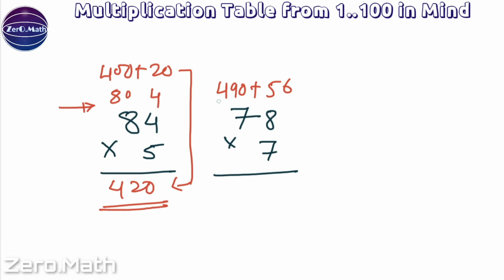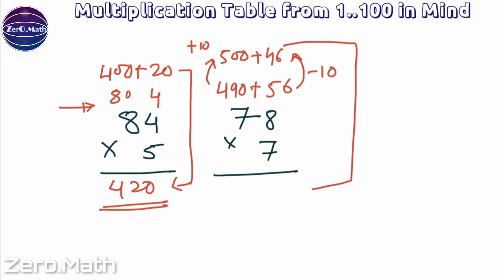However, don't worry. In such case, you will find out the nearest number with which you can easily perform the addition. So 490, if you add 10 to it, it will become 500. I'll add 10 here. Since I add 10 here, I'll subtract 10 from 56. So it will be 46. Now you can see adding 46 to 500 is easy. So 46 plus 500 is 546, which is the answer.